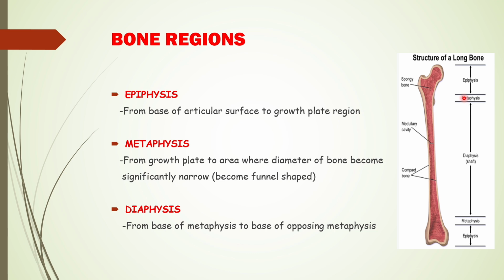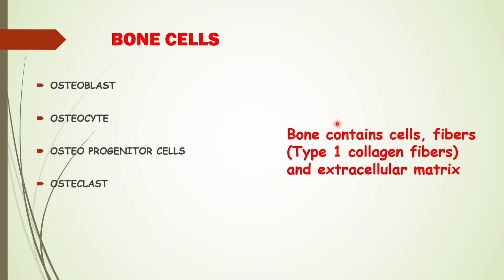Above metaphysis we have a diaphysis. That is from the base of metaphysis to the base of opposing metaphysis. So between the two metaphyses the area is known as a diaphysis or shaft. Now in the different regions there is a development of different bone tumors, right? And there is a significance in osteomyelitis as well, that we will see later on.